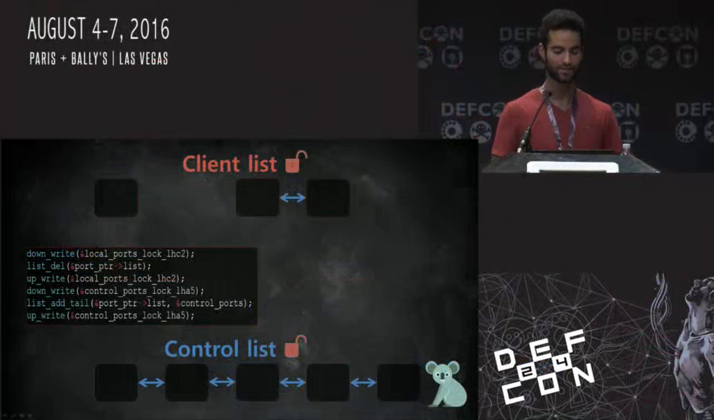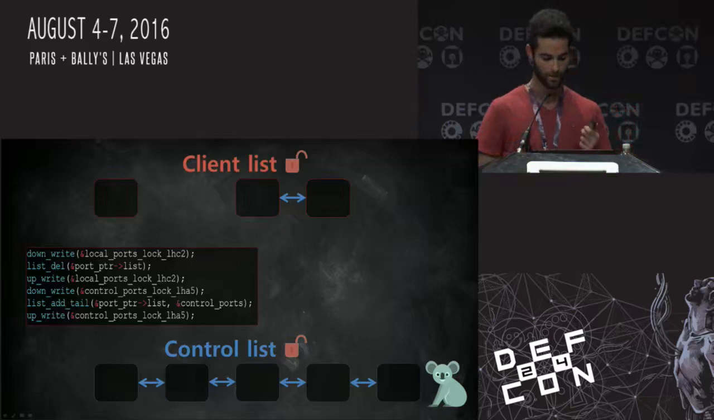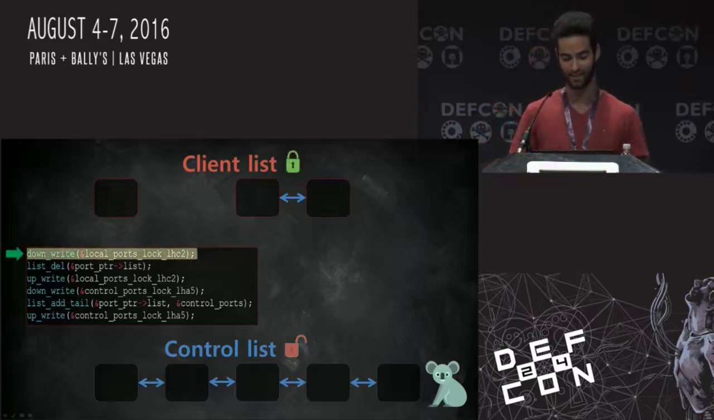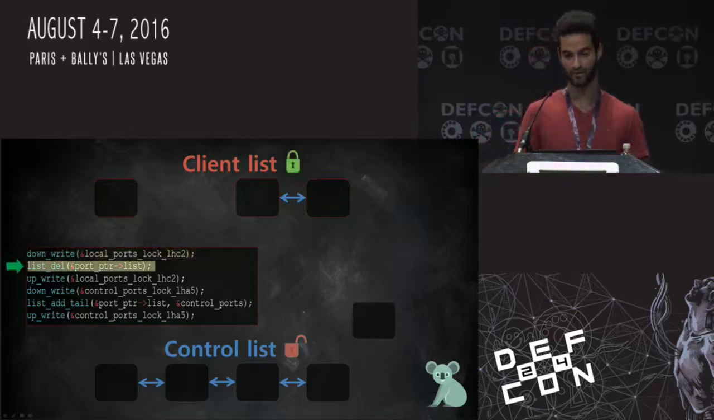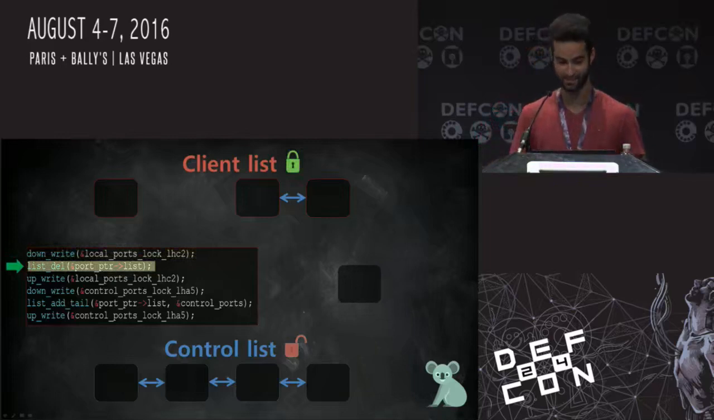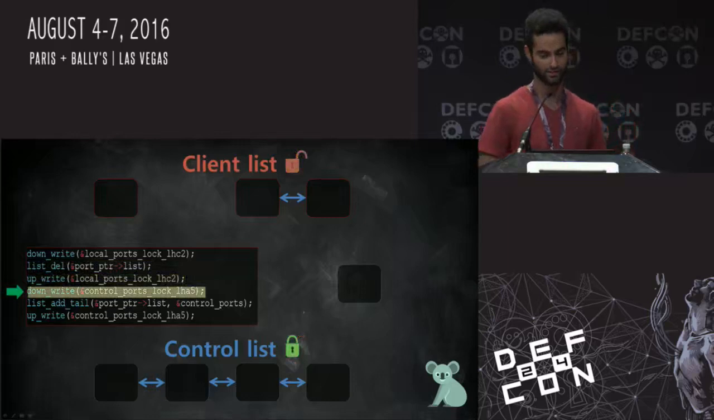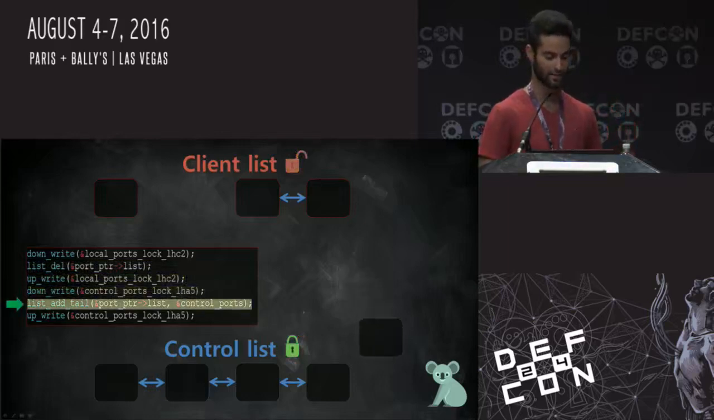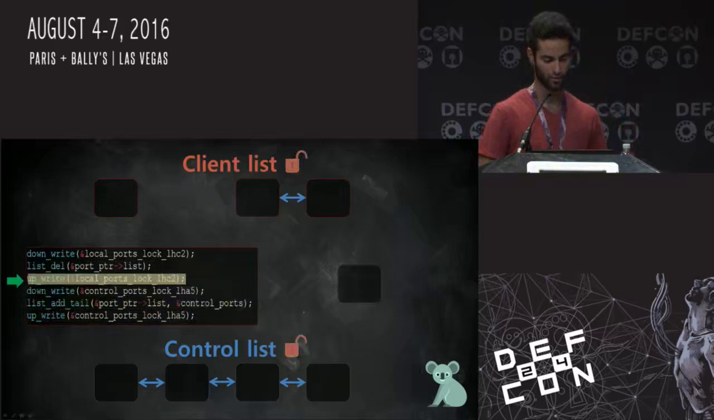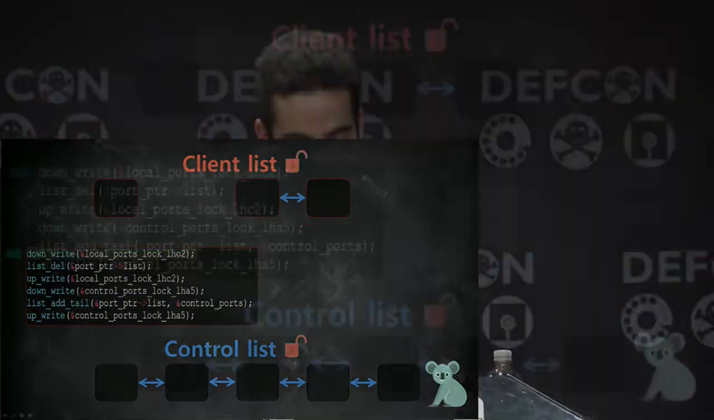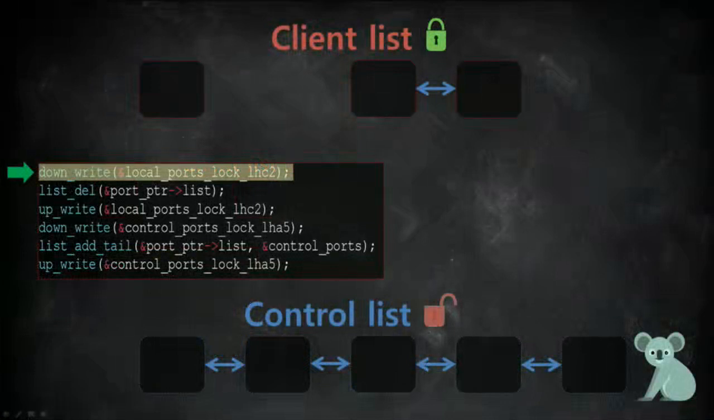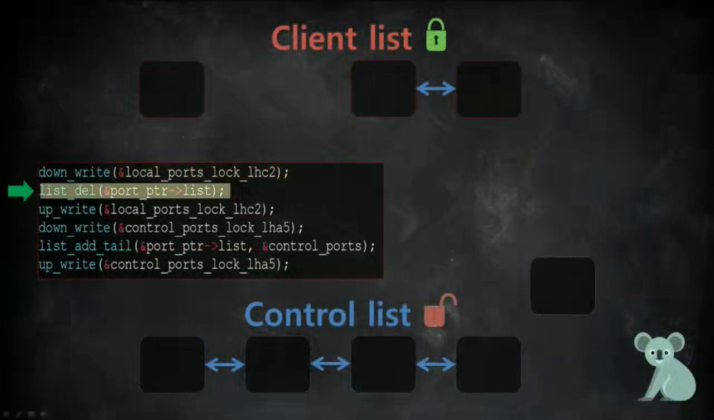But what happens if we try to convert an object that we have already converted before? So we lock the client list. We take the object out from its list, which is not the client list. We unlock the client list. We lock the control list. We put the object back, and we unlock the control list. So for those of you who missed it, even though we take a lock on the client list, we are modifying the control list without locking.